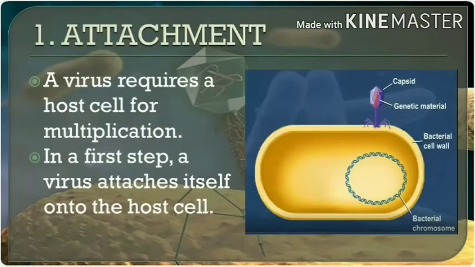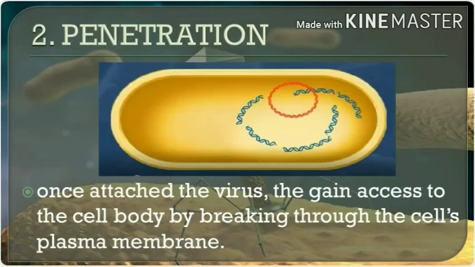The first step in the lytic cycle is attachment. A virus requires a host cell for multiplication. In the first step, a virus attaches itself onto the host cell. The virus may attach itself to a receptor of the cell, or simply any other part on its surface. In some cases, a small part of the virus attaches to the host instead of the virus itself.